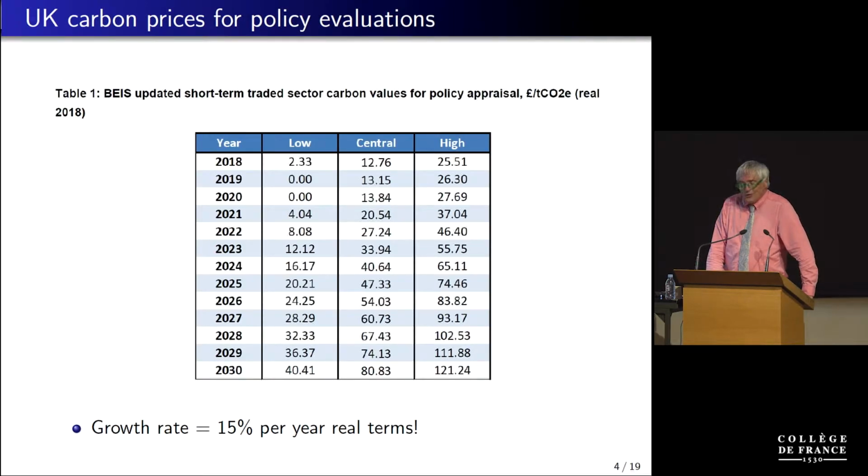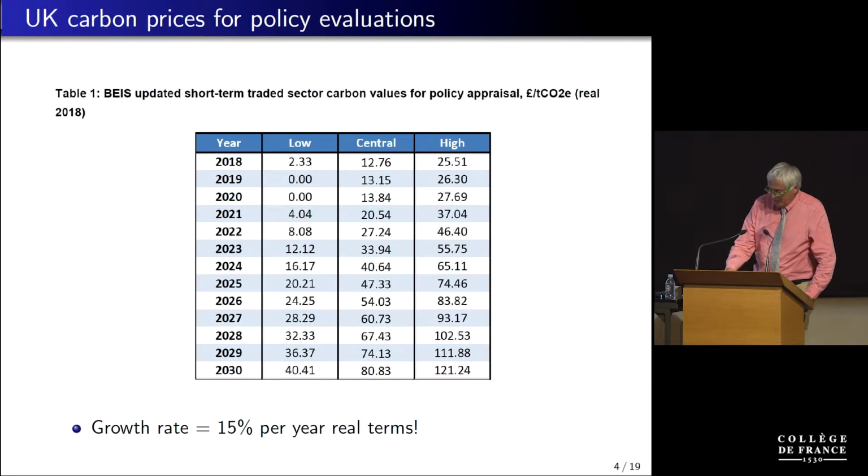So this is an illustration of this fact. This is for the UK. The UK is an extreme example, with an estimation of the path of the carbon price published in 2018. In the central scenario, the carbon price goes from, say, 13 pounds in 2018, growing to more than 80 pounds by the year 2030.